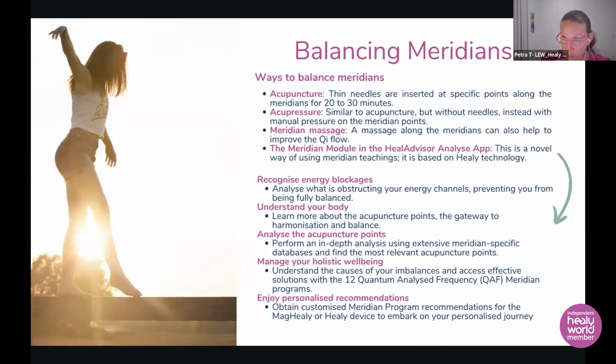And we need to look at the points which are the gateway to harmonization and balance, because those points are where the blockage lies. And then we analyze the acupuncture points and manage your holistic well-being. So this means that you need to do something about it. So we need to understand the cause of your imbalance and access effective solutions, to actually look at the 12 meridians within the MagHealy program, but also how can you help those meridians to balance? And there's knowledge you can add on that, and I'll show you the resources.